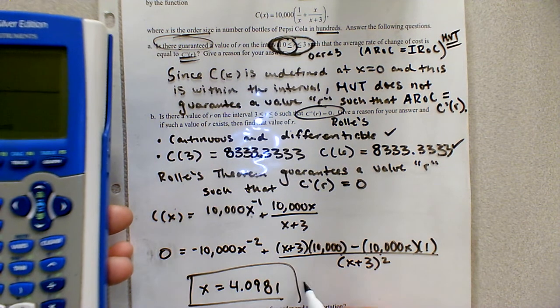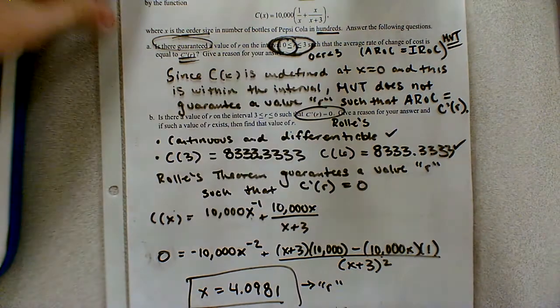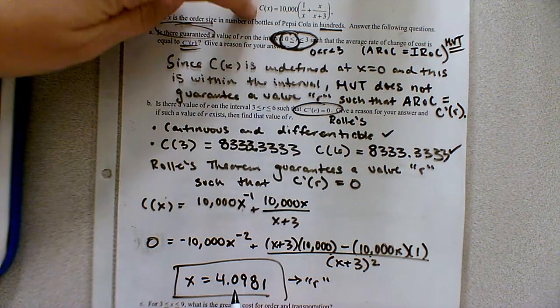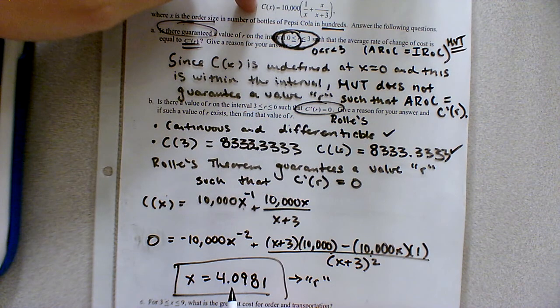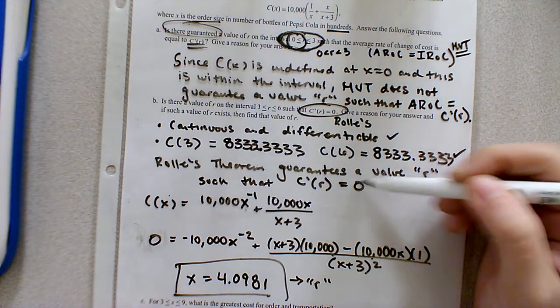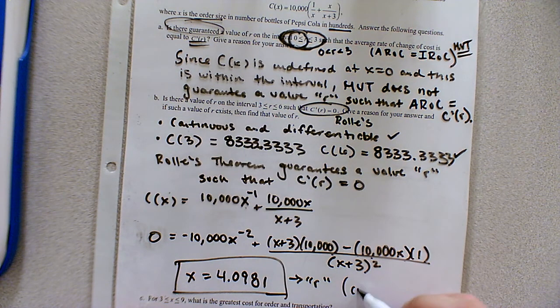All right, so there's our special value for r, guaranteed by Rolle's theorem. So at this point, on this original function curve, we know we have a potential max or min, because our derivative value is 0. It's essentially a critical point.